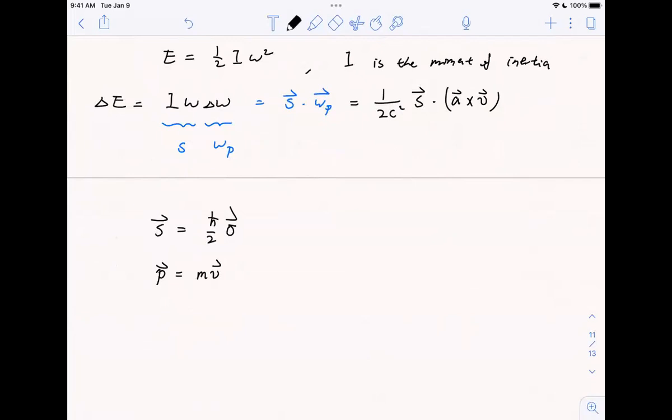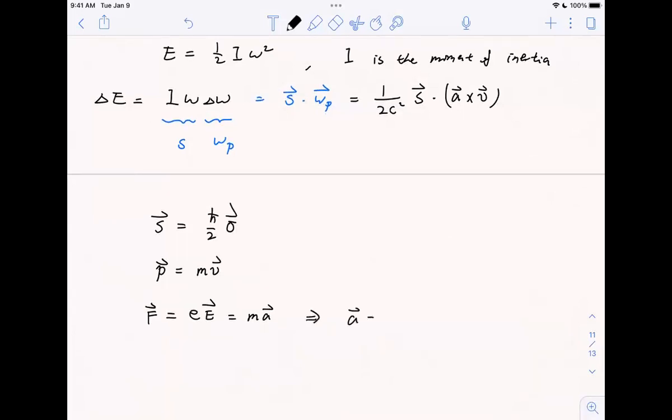Then the force, we use some classical. The force is driven by the electric field, and that equals the mass times acceleration. It's just Newton's second law.